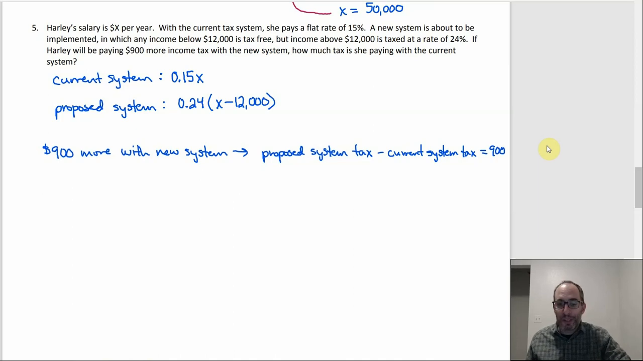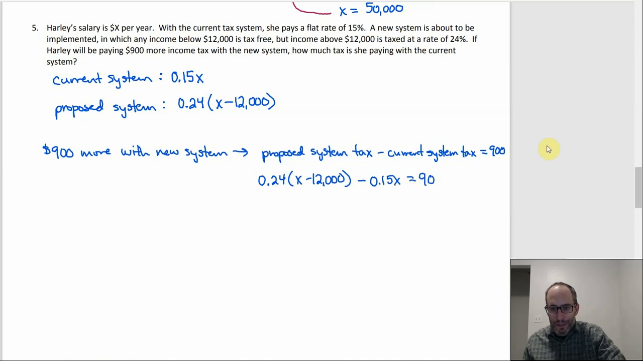But we know what these things are, right? The proposed system tax is 0.24 times x minus 12,000. And then the current system tax is 0.15x. And we can solve this, right?